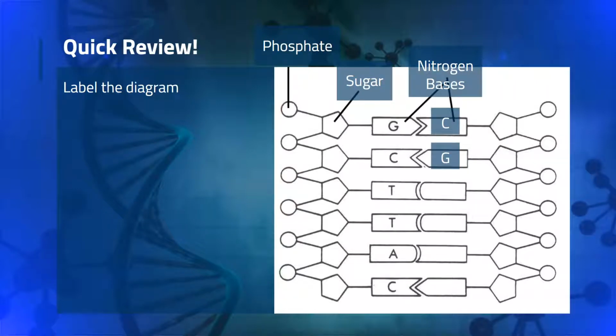For the next one, T is always going to pair with A. The next one, same pattern, T always pairs with A. The next one, we have an A that pairs up with T. And then we have a C and that pairs up with G. So this pattern always stays the same. Those base pairing rules do not change for DNA.